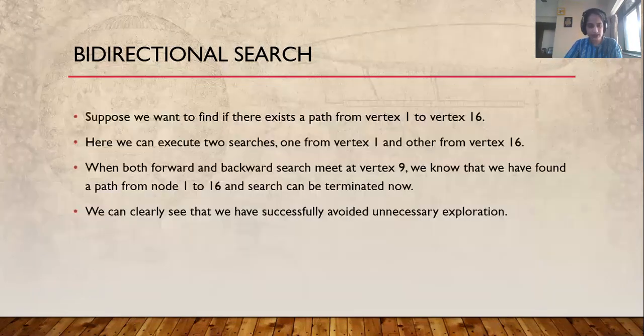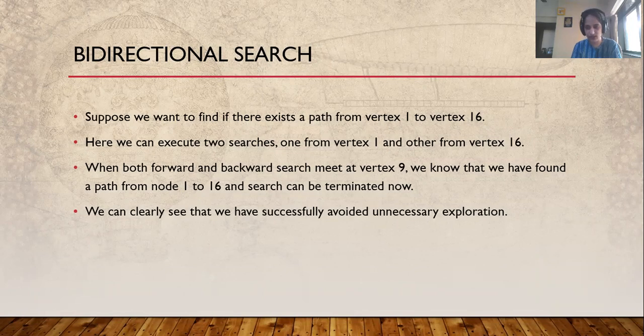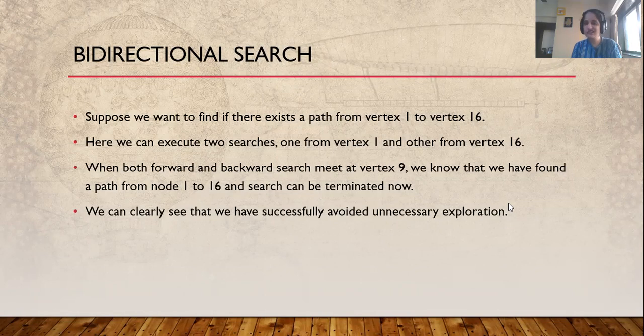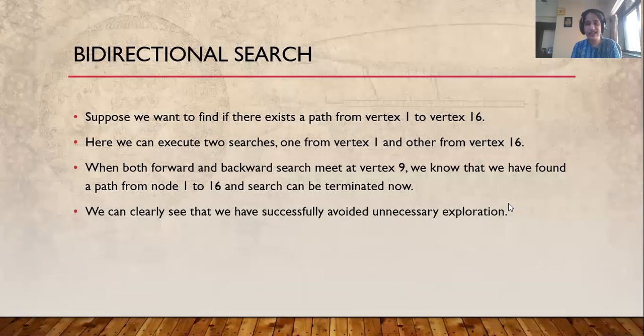So now we'll go ahead. Suppose we want to find if a path exists from vertex 1 to 16. Here we can execute two searches, one from vertex 1 and another from vertex 16. When both forward and backward search meet at vertex 9, we know that we have found a path from node 1 to 16, and the search can be terminated. Now we can clearly see that we have successfully avoided unnecessary exploration. Okay, so that is the main theme and the main purpose of bidirectional search.